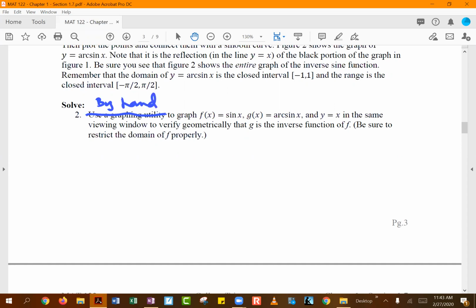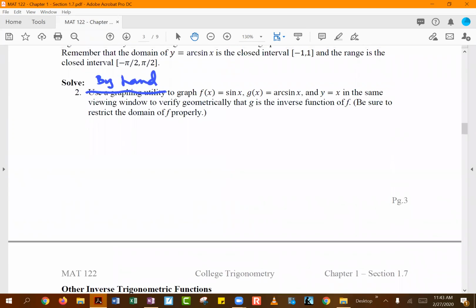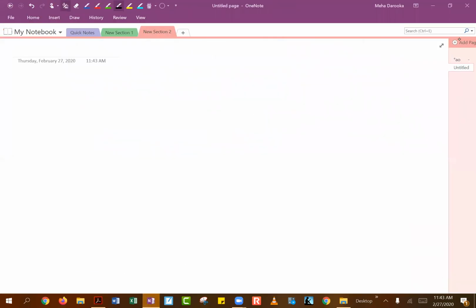Okay, so they're asking us to graph sine of x, arcsine of x, and also the line y equals x in the same viewing window to verify that they are inverses of each other. So let's see if we can do this. This guy would be number 2. Okay. So how would we go about doing just our sine of x function?